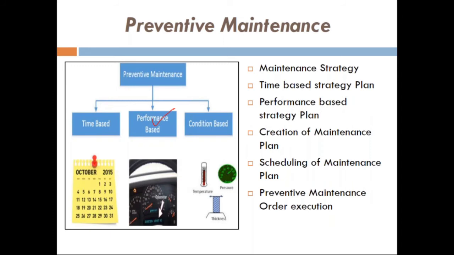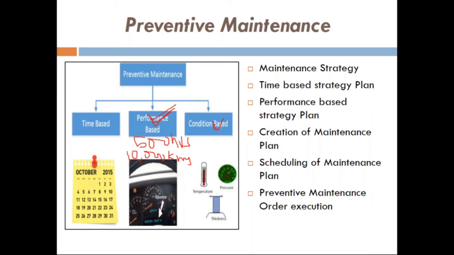This is also called counter-based. Counter-based means, let's say you have equipment and they decide that after every 500 hours of machine runtime they need to do some preventive maintenance activity. Or let's say they have vehicles and they decide that after every 10,000 kilometers of odometer they want to change the tires of the truck or whatever they are using in the organization. That is called performance-based or counter-based.